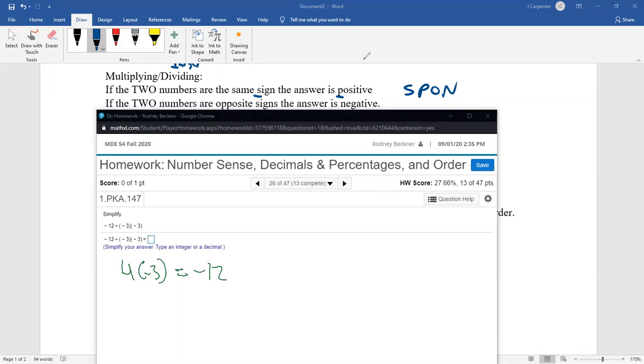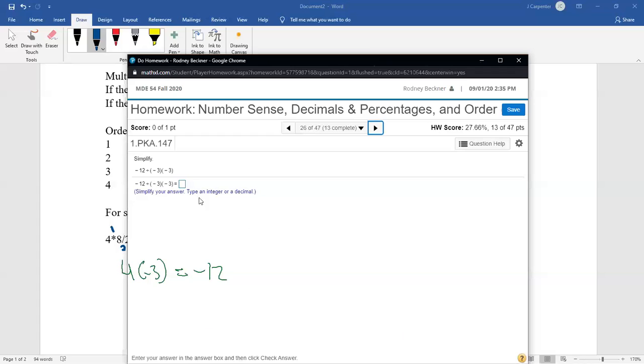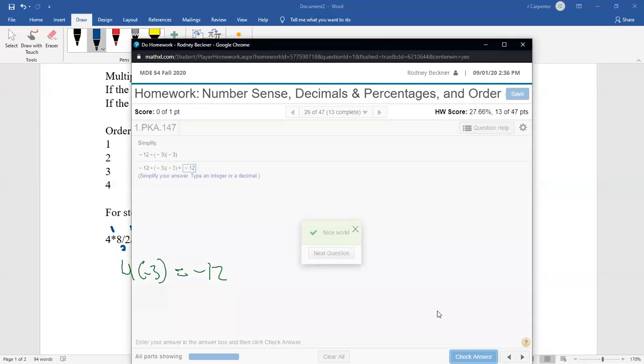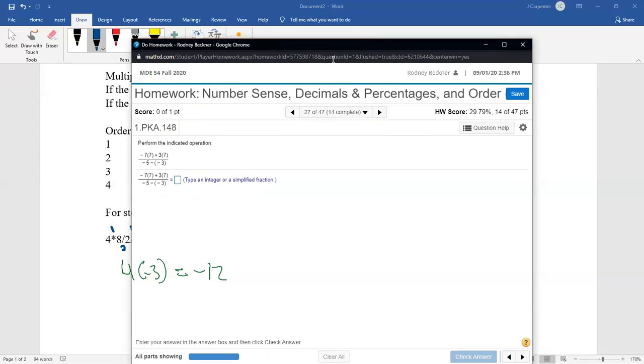If you don't trust me, there we go. I need to clear my screen. Annotate. Clear. There we go. All right, here's a much beefier problem.